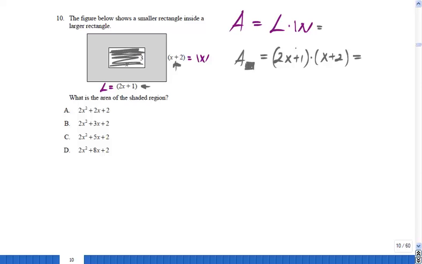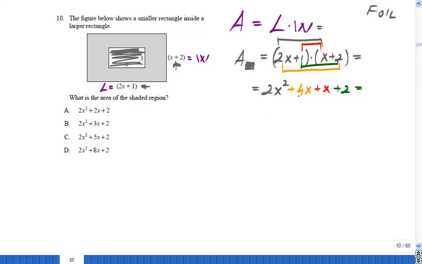How are we going to find this? Remember FOIL, right? First terms, 2x times x, that gives you 2x squared. Next, O stands for outer, 2x times 2, which is positive 4x. I stands for inner terms, 1 times x, positive x. And the last one, L, standing for last terms, right? 1 times 2, which is positive 2.